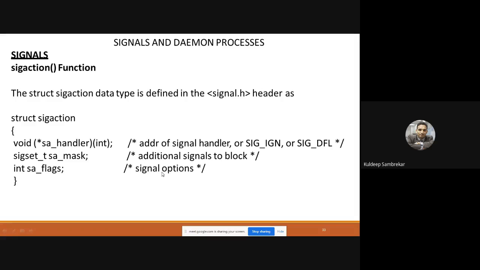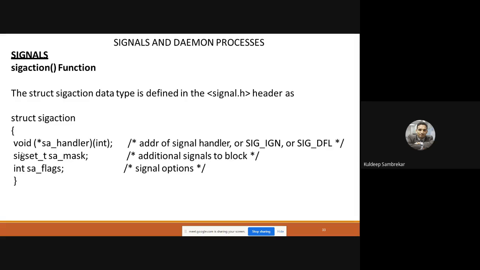Now, signal options are nothing but the various flags which can be used when you are executing a sigaction API. So the first flag can be SA_RESTART. If the value is SA_RESTART, system calls interrupted by this signal are automatically restarted. Whatever system calls are interrupted by the signals which are called are automatically restarted.